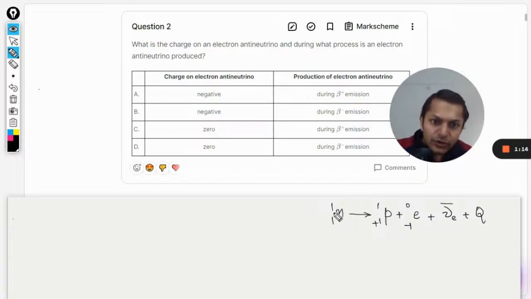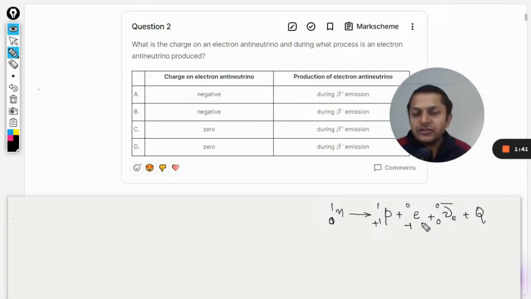So this neutron mass is 1 but the charge is 0. Now this is 0 on the left hand side, so it has to be 0 on the right hand side of the reaction also. So plus 1 minus 1, that will become equal to 0. That is why the electron will be produced with the negative charge, and this is known as electron antineutrino. Now electron antineutrino is always having 0 mass and 0 atomic number.